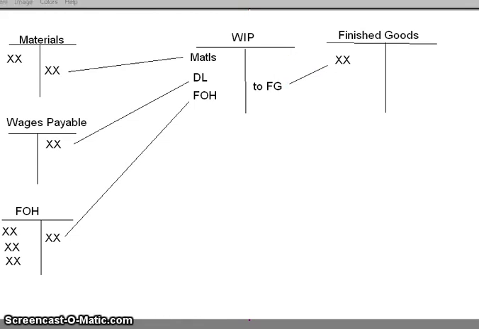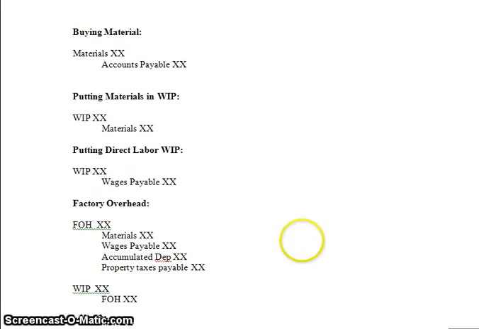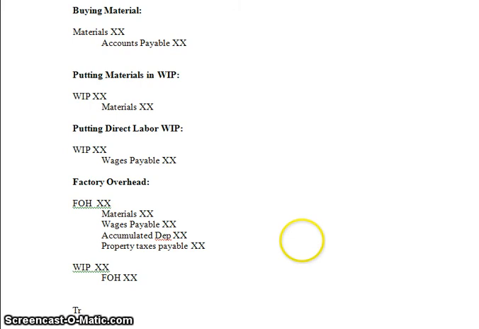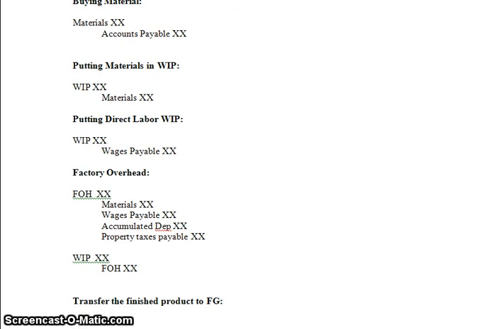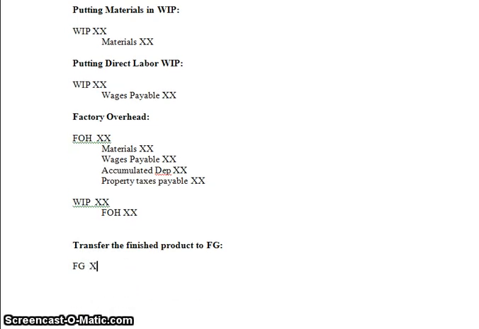Let me type that into this document. So to transfer the finished product to finished goods, you are going to debit finished goods. I'm off screen here. I'm going to debit finished goods and credit your WIP.